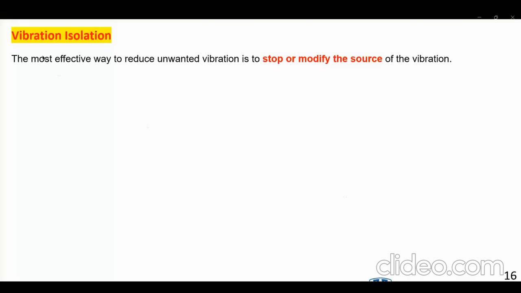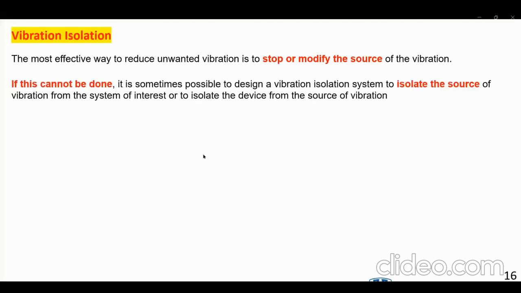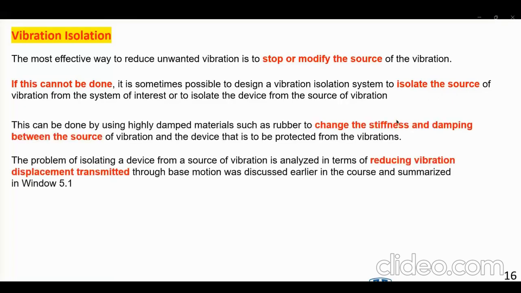Okay, so that is trying to stop it at the source, but it may be that that can't be done because, like in the previous example, the thing is already manufactured. You cannot do anything about it. The other one is isolate the source, and the isolation of the source is usually done by changing the stiffness and damping characteristics between the machine and the ground.